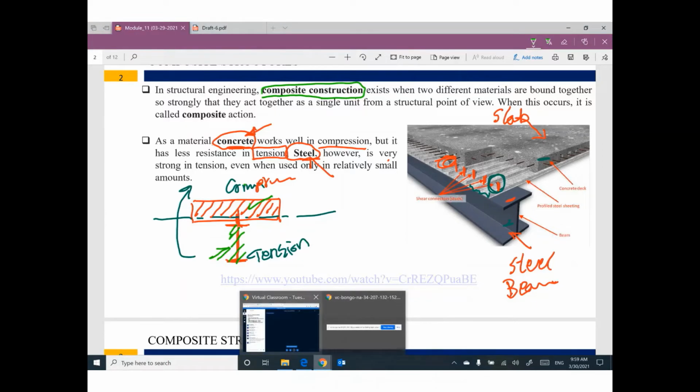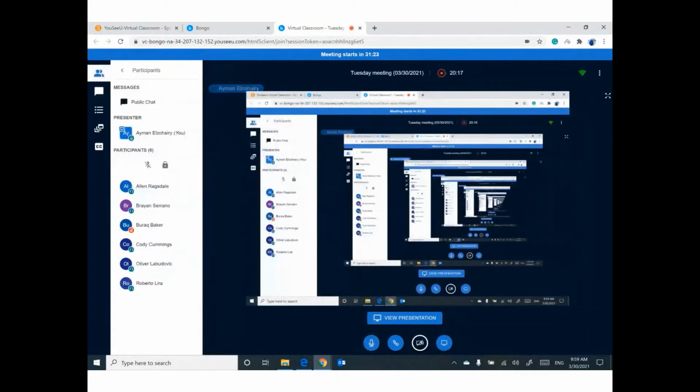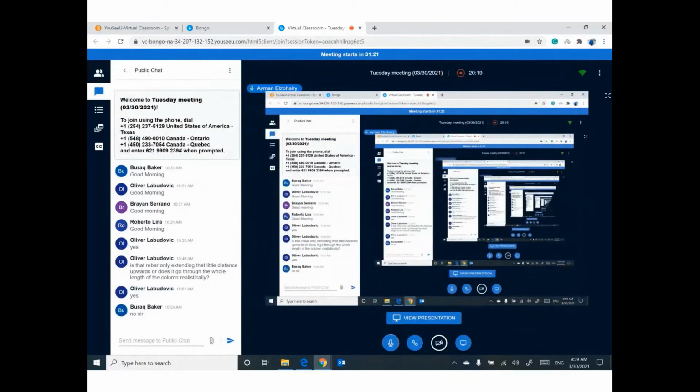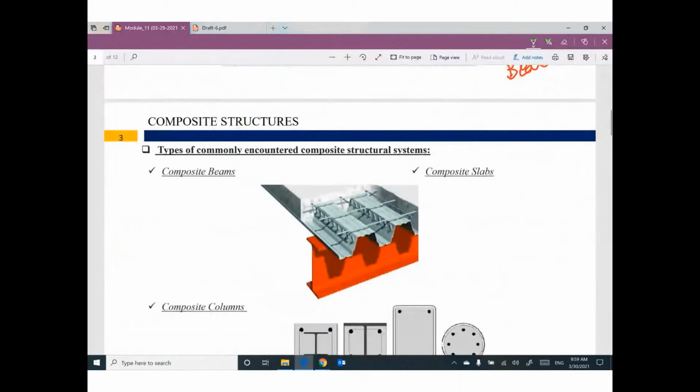Any questions so far? I will cover composite beam next week. But so far, any question? Do you have any question? So this topic will give you more experience about new construction. Okay.